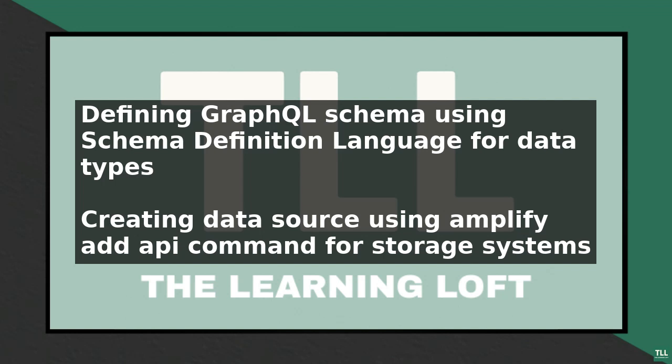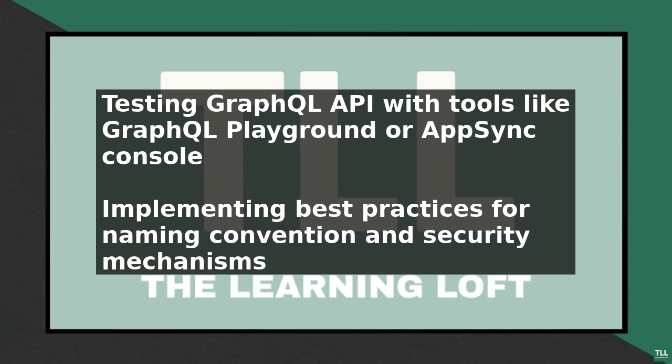To test your GraphQL API, you can use a tool like GraphQL Playground or the AWS AppSync Console. These tools allow you to send queries and mutations to your API and view the results. For example, you can send a query to retrieve a list of posts, or send a mutation to create a new post.